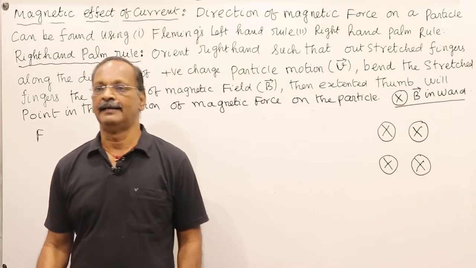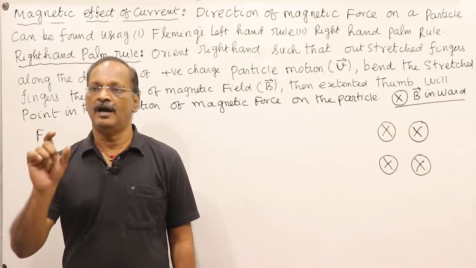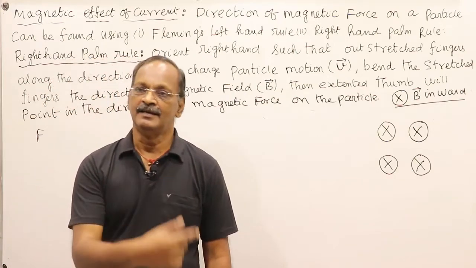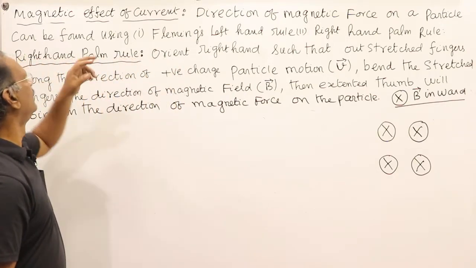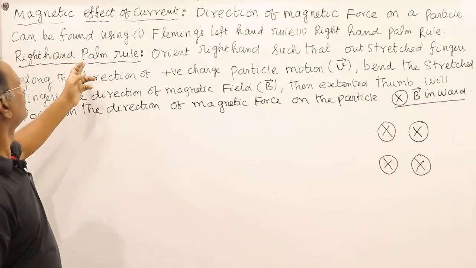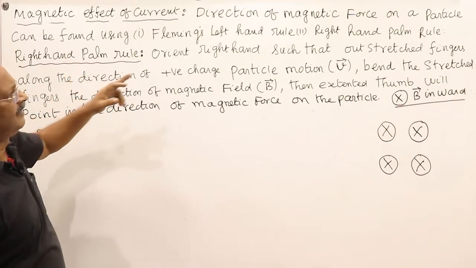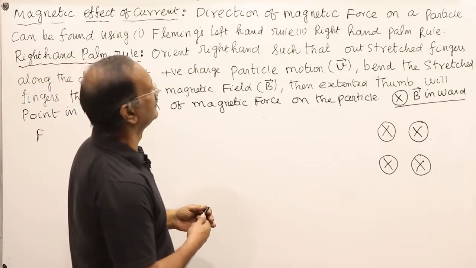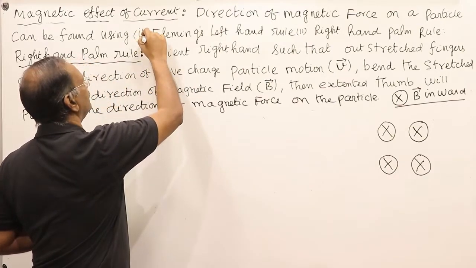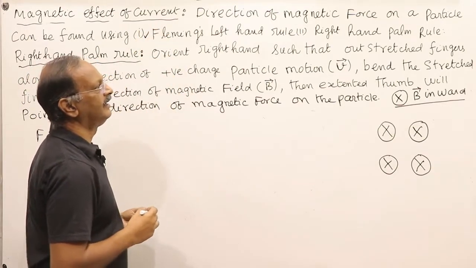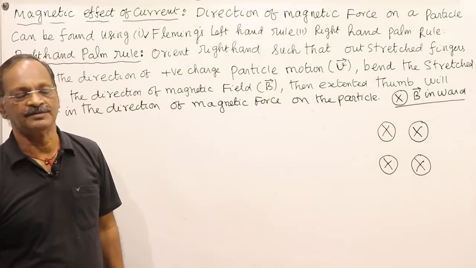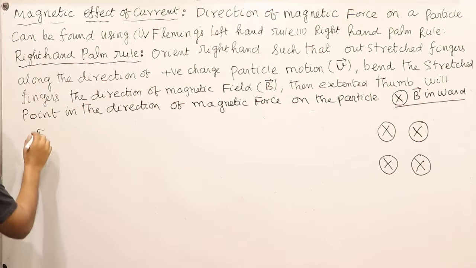To find the direction of magnetic force on a charged particle when it is moving in a magnetic field, we use two rules. First one we use Fleming's left-hand rule, and second one, this already we have seen in the previous video, the right-hand palm rule. This rule we use as it is.